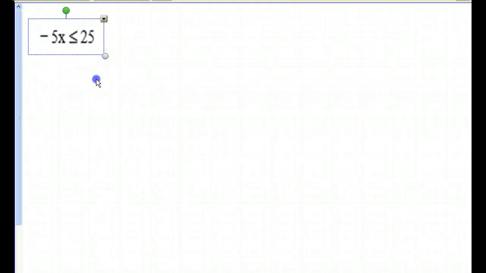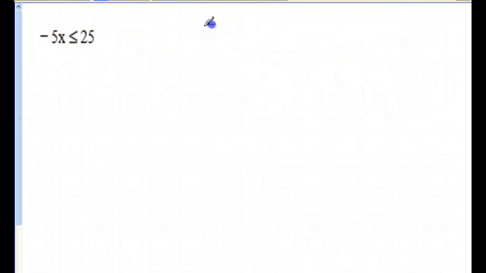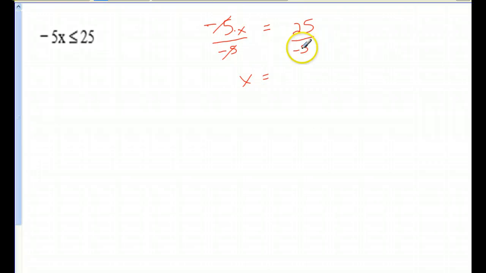Alright, now here's the only time that this stuff changes from what we have been talking about. So to isolate, if this were an equation, to isolate the variable, I need to divide away the number in front. It's multiplication this time, not addition. So I would divide both sides by -5 to get that to go away, and I'd get x equals 25 divided by -5 is -5.